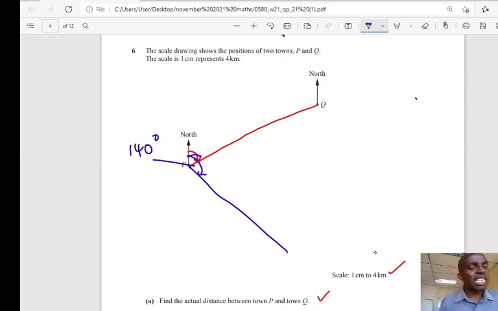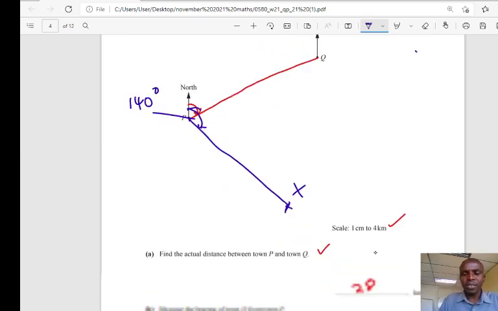Then you measure 7 centimeters on this line. If I measure here, I can get it somewhere here. That's where X is. Then you mark your X. Then you can say done.